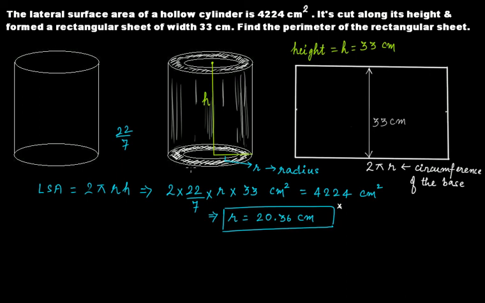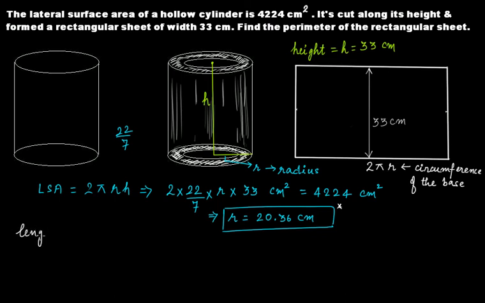circumference means the length of this boundary of the circular surface. So when you form this into a rectangular sheet, then the length of this boundary will actually be this length of this rectangle. So the circumference of a circle is given by 2 pi r. So this length will actually be 2 pi r, that is the circumference of the base, in this case the outer circular surface.